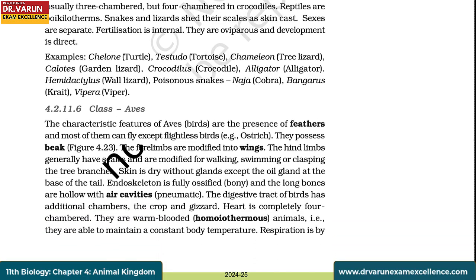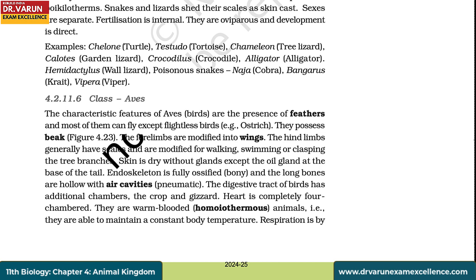Example: Chelone, turtle; Testudo, tortoise; Chamaeleon, chameleon; Calotes, tree lizard, garden lizard; Crocodilus, crocodile, alligator; Hemidactylus, wall lizard. Poisonous snakes: Naja, cobra; Bungarus, krait; Vipera, viper.